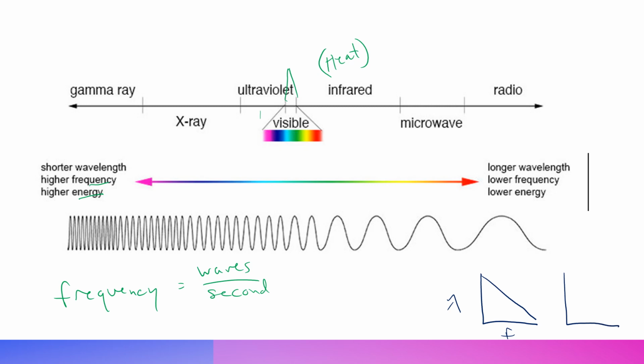And if the frequency goes up, so if we increase the frequency, wavelength goes down. If we increase wavelength, frequency goes down. So it doesn't matter which one of these you raise or lower, it's going to have the opposite effect on the other. They have what we call an inverse relationship or a negative correlation.